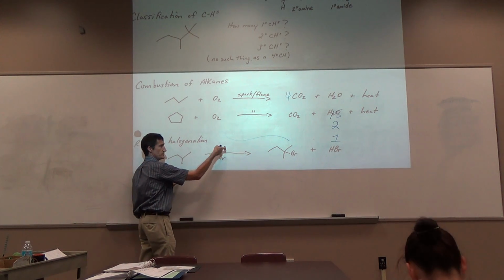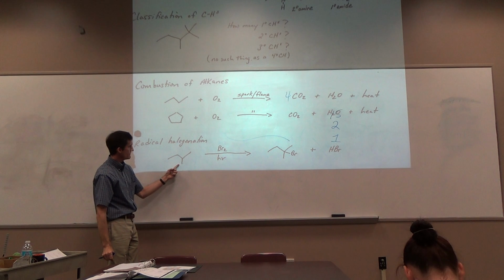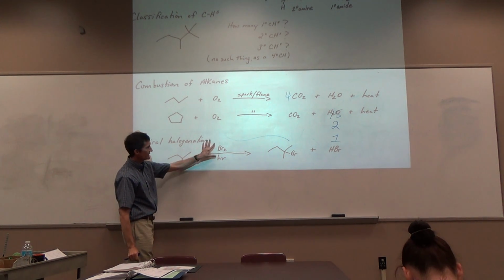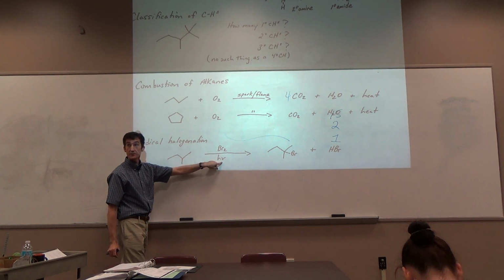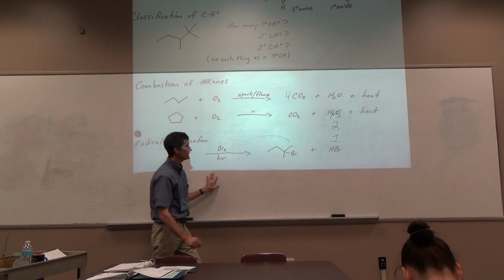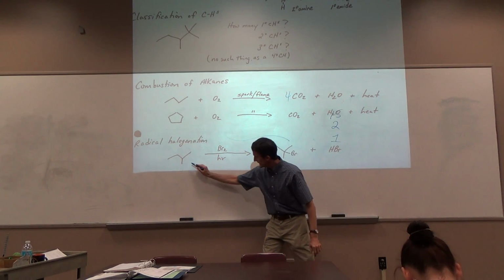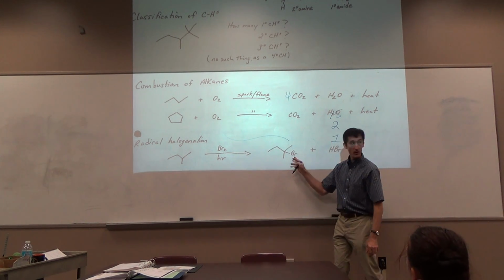React it with just a halogen, bromine, chlorine, diatomic halogen. You take this, what is that, 2-methylbutane, react it with bromine. What is H nu? Light energy, right? That's the light energy. You can do a substitution reaction. You can replace this tertiary CH with a Br.